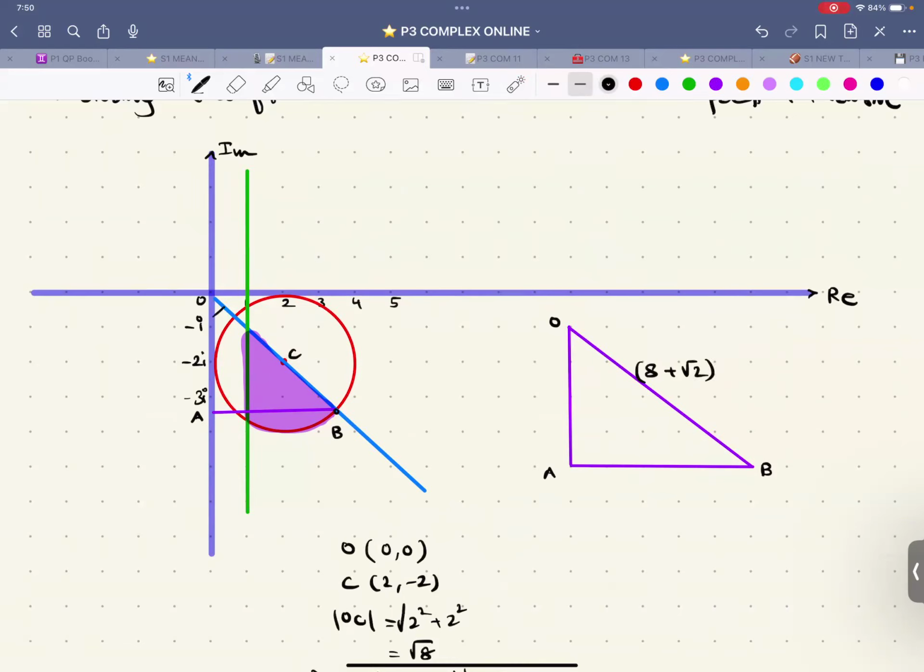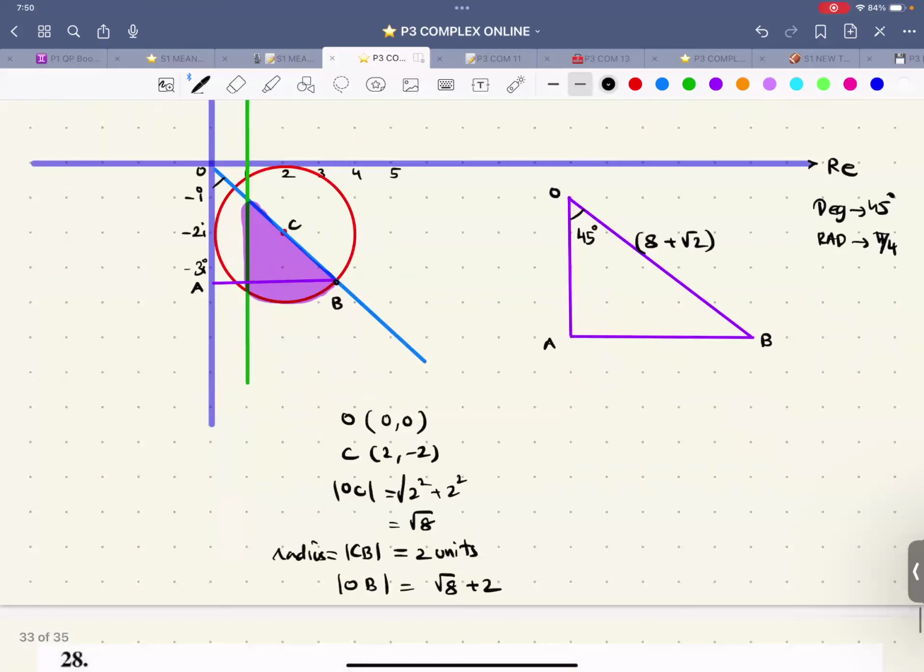And this angle over here is 45 degrees. Your calculator could be in degree mode, so use 45 degrees. If your calculator is in radian mode, use pi by 4 radians. This is a right angle triangle because this is like the y-axis and this is horizontal. I'm interested in this thing, I'm interested in AB. So sine of 45 degrees equals AB divided by root 8 plus 2.